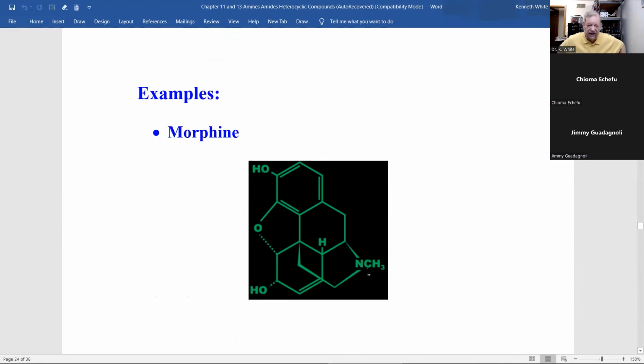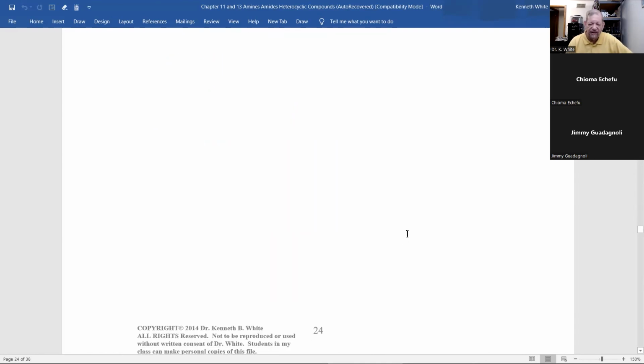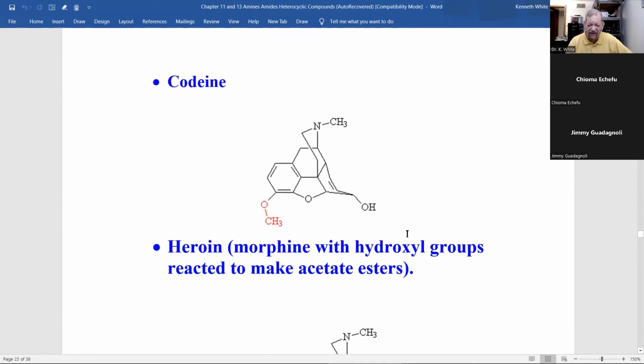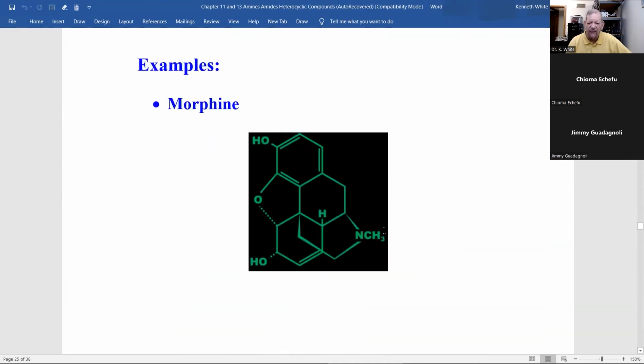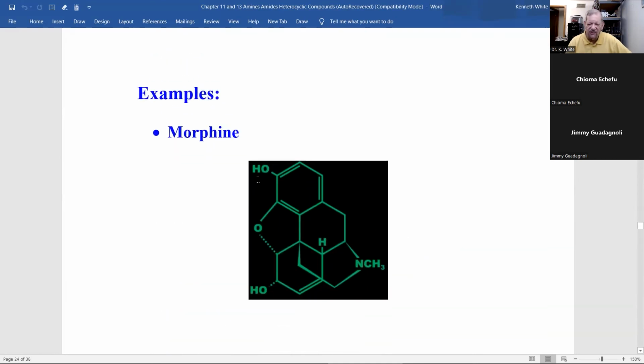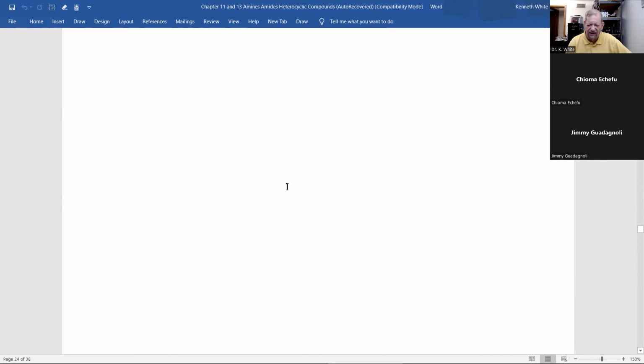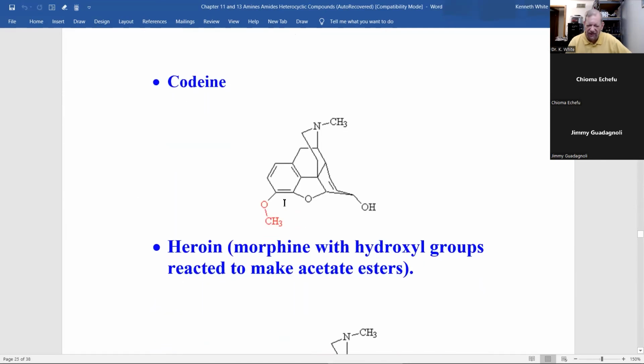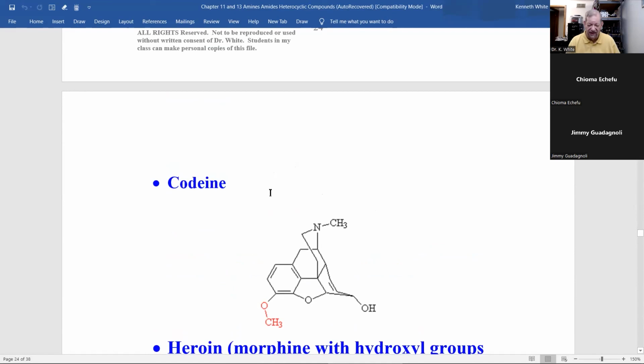Morphine is a painkiller. And in World War II, it was used heavily by medics on the battlefield to help ease the pain of wounded soldiers. Now, codeine is the same structure as morphine, except this hydroxyl group on the benzene ring is now a methyl ether. And codeine is an amazing painkiller.